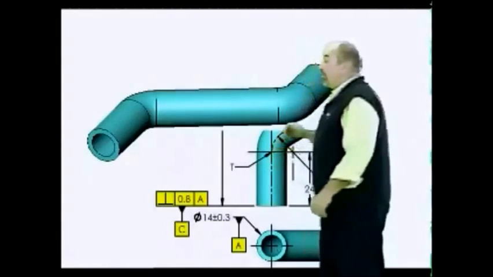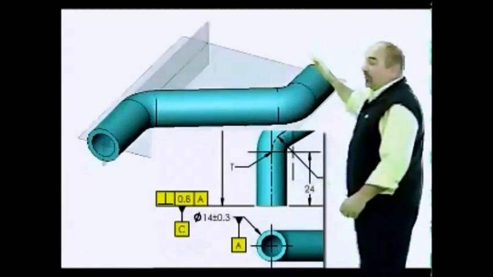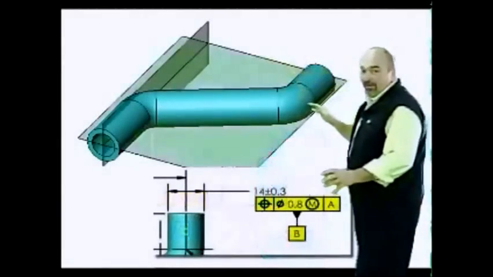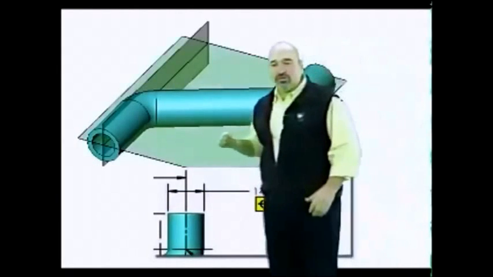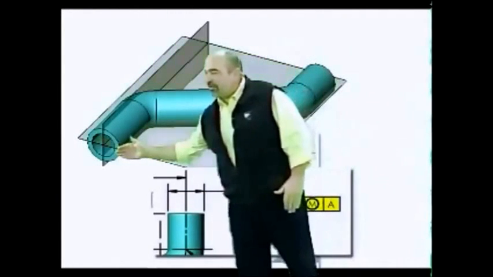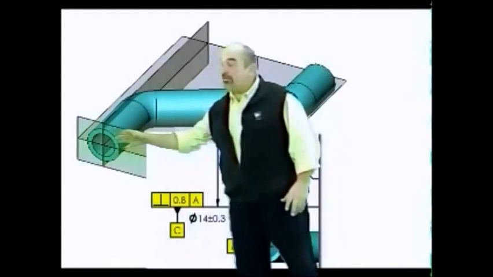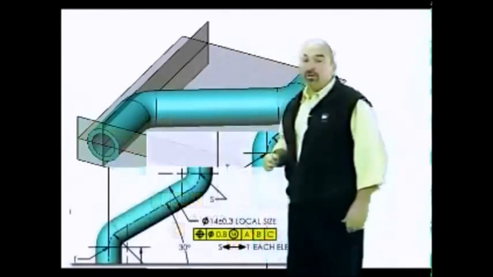Datum feature B is a cylinder at the other end of the tube, and it's used to orient the datum planes. Datum feature C is a face here at the end of the tube, and it gives us our third datum plane. Together, these three planes establish your origins of measurement.